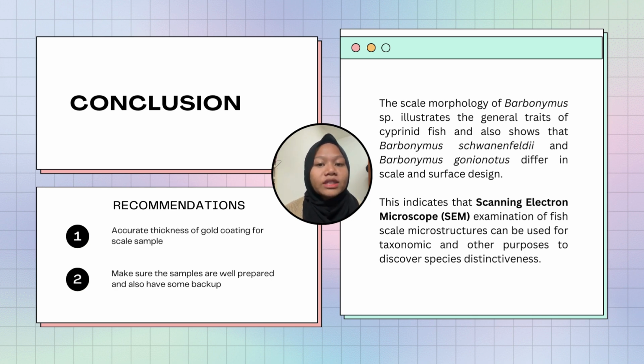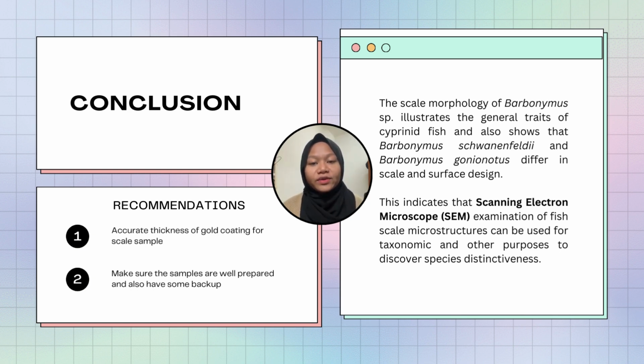It can be concluded from this that the use of scanning electron microscope to examine the microstructure of fish scales presents a variety of potential for detecting species specificity in fish, for taxonomic application as well as other significant uses.